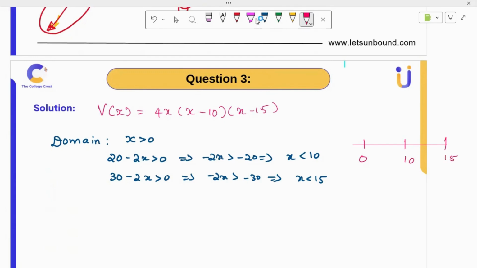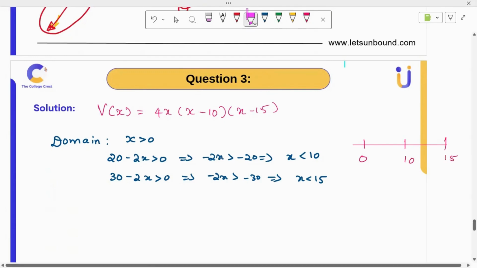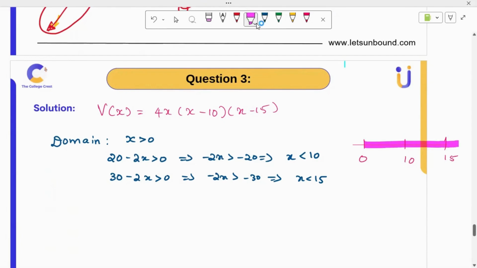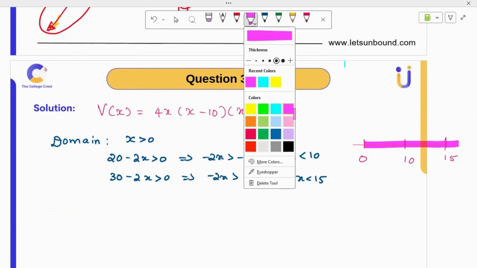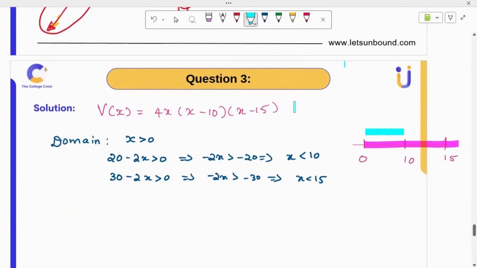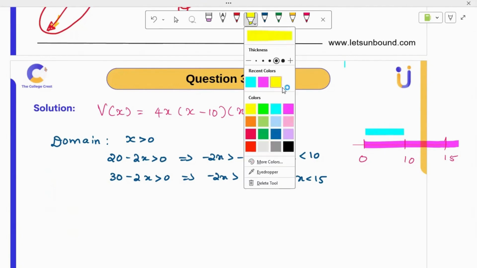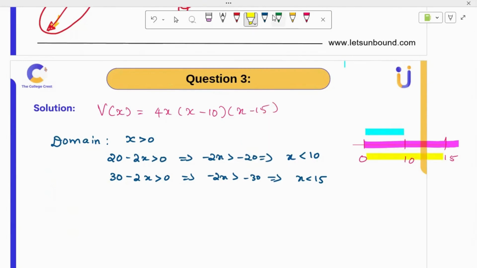Let me mark and pick the common interval. Greater than 0 means everything after this. Less than 10 means you can't exceed 10, right? Less than 15 means, like this is 15, so 15 to this way. Where all of the three intervals meet up, that's the common part, so 0 to 10. So your x should lie between 0 and 10.